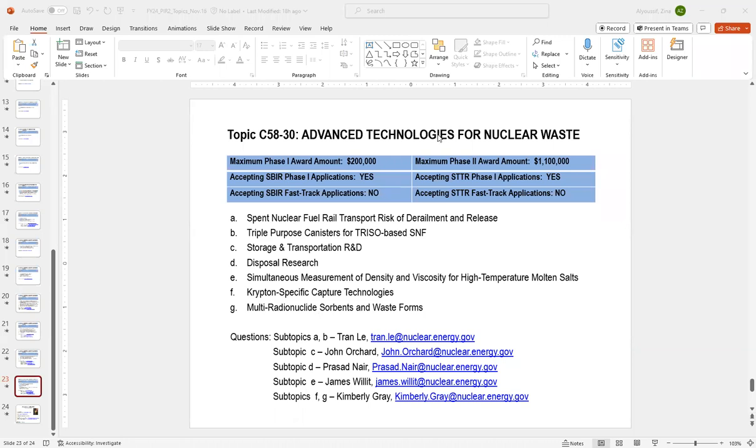As far as the critical metrics, the system concept should support extended storage at a reactor site or a consolidated interim storage facility. It should be able to support transportation to and from a consolidated interim storage facility and/or a permanent disposal facility. It must be transportable on the Atlas and Fortis rail cars.